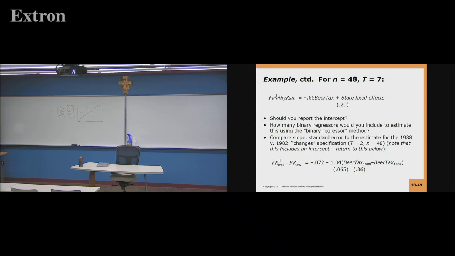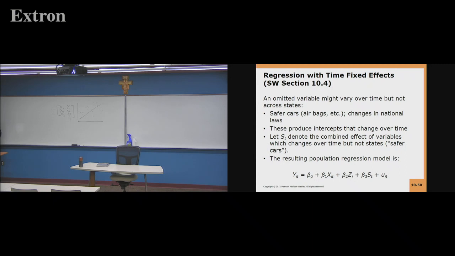Now, regression with time fixed effects. So an omitted variable might vary over time, but it doesn't vary across states. If you go back to the auto accident example, traffic accident deaths: cars got safer over time.